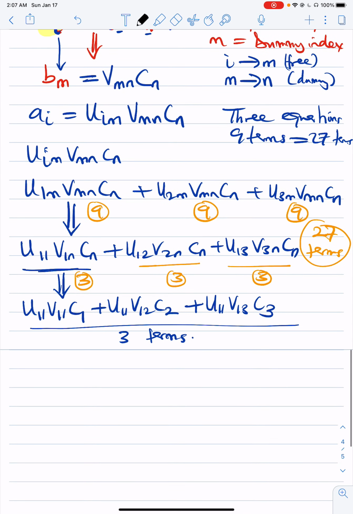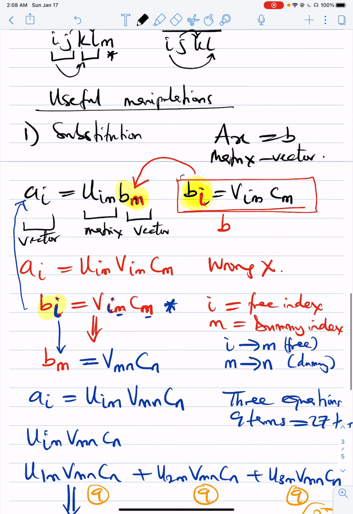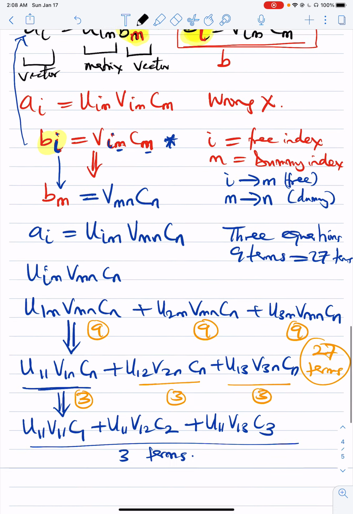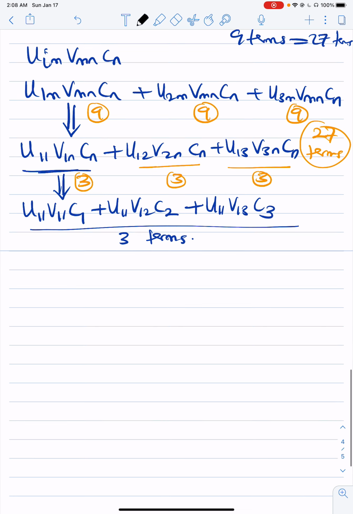So the first one we've done was substitution, a useful manipulation. The next one we are going to be doing this time should be in question 2, I mean, part 2, which should be multiplication.